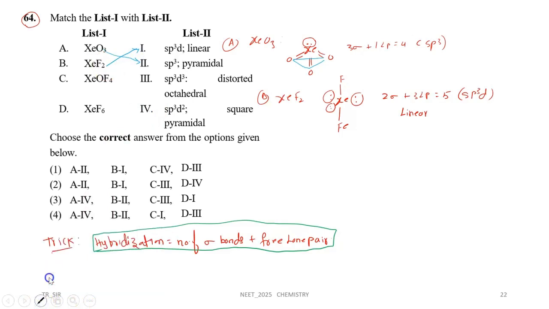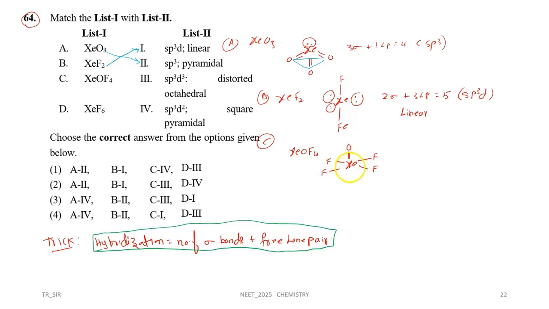Now the next statement, statement three, XeO4. Oxygen is divalent whereas fluorine is monovalent. So I'll put the oxygen at the top, and the fluorine I will keep in the equatorial position like this.